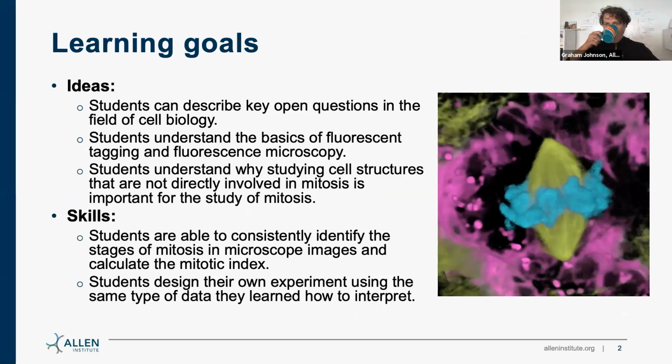So first, the learning goals of this lesson. One of the core goals is for students to describe some key open questions in biology and understand the basics of fluorescent tagging, fluorescence microscopy, and this method that is commonly used in cell biology research. And one of the elements of the lesson asks students not only to identify what stage of mitosis a cell is in from these fluorescent microscopy images, but also to look at some cells that are not tagged with a structure that is directly related to mitosis, and start thinking about the fact that the rest of the cell structures continue to exist and perform functions during mitosis. And students practice this skill of being able to identify the stages of mitosis from microscopy images as opposed to illustrations, and start thinking about designing their own experiments.